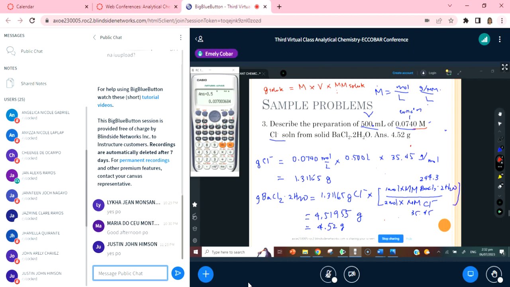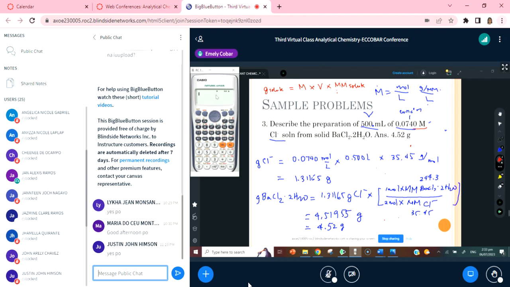So this is the concentration of the solution in terms of barium chloride dihydrate. Now, barium chloride dihydrate has two chlorines. What if we divide this by 2? Let's just check. It's not the chloride concentration, because it's 500 ml. So that's not possible.